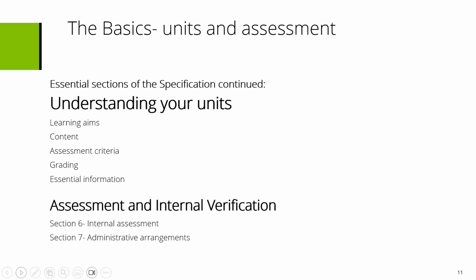Further information that you can find within your specification is the learning aims that are attached to each of the units. The learning aims are split into multiples, so you may have learning aim A, B, C, and D, for example. Within the specification, you will see the content, and this is the information that should be delivered to your learners.